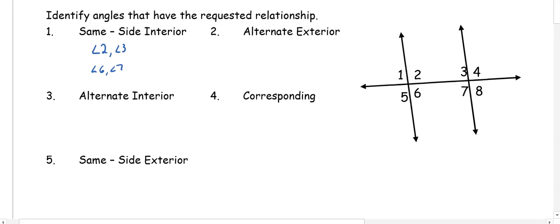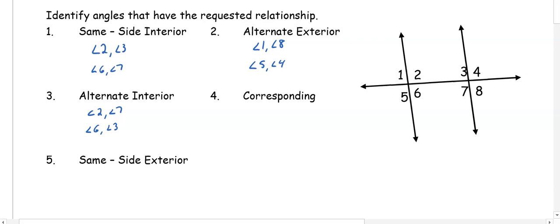Alternate exterior, they're going to be on opposite sides of the transversal and outside the lines. So we have angle 1 and angle 8, and we have angle 5 and angle 4. Alternate interior then are also on opposite sides of the transversal, but they are between the lines. So we have angle 2 and angle 7, and we have angle 6 and angle 3.